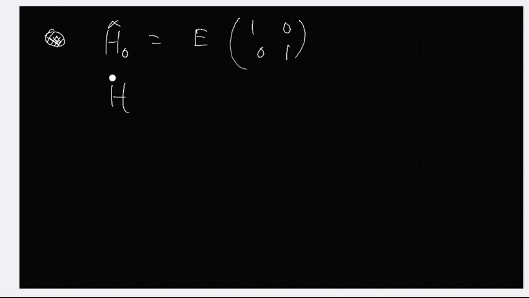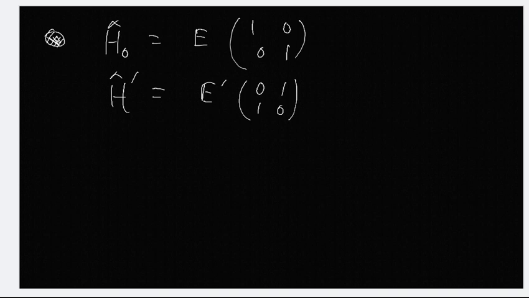Okay. Suppose you have a system with unperturbed Hamiltonian H naught equal to the matrix E times (1 0; 0 1). And you have the perturbing Hamiltonian, suppose like E prime times (0 1; 1 0). Okay.